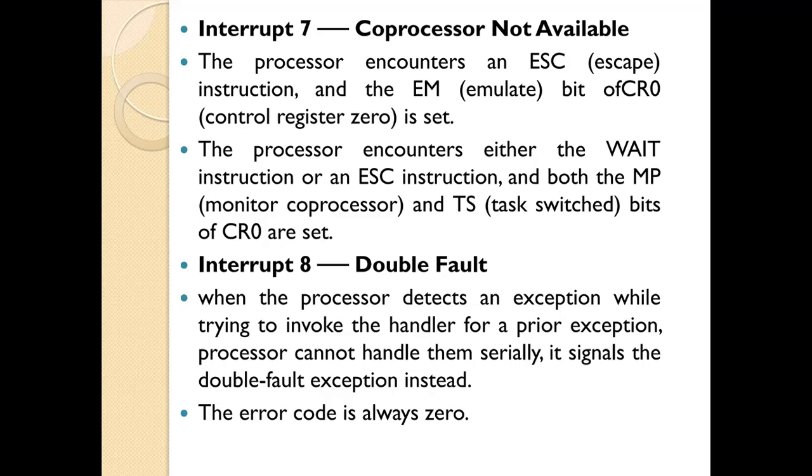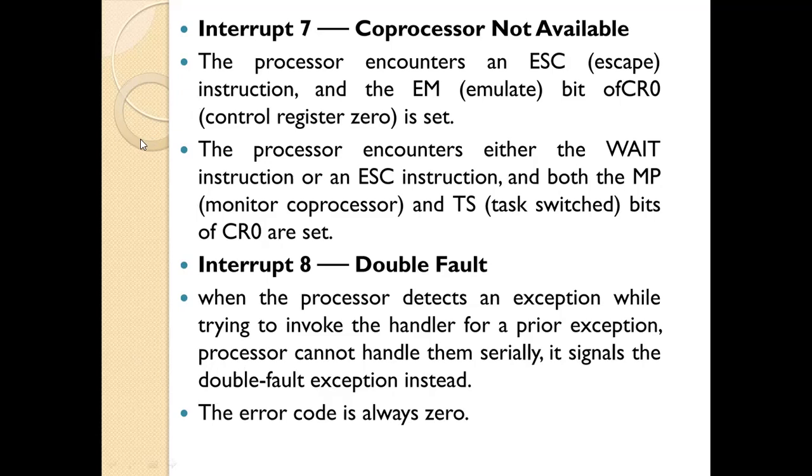When the ESC instruction is encountered and the EM bit of the CR0 control register is set, at that time the processor comes to know that no coprocessor is available, and interrupt 7 is evoked.